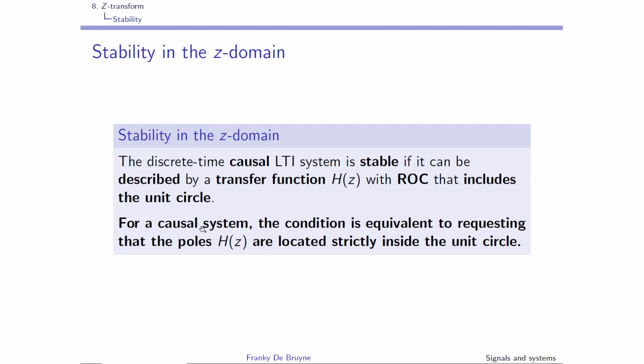For the stability condition in the z-domain, we'll also look in the theoretical course. We'll work, of course, with a causal system. And then we can see that a process is stable if it is characterized by a transfer function h of z with poles strictly inside the unit circle.